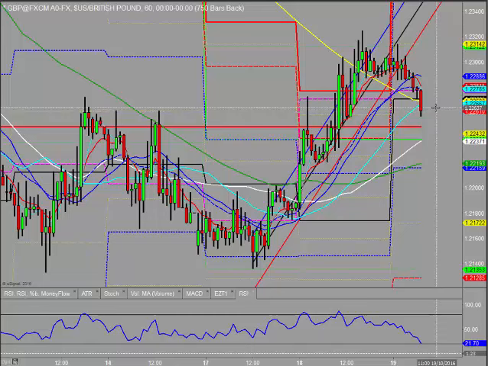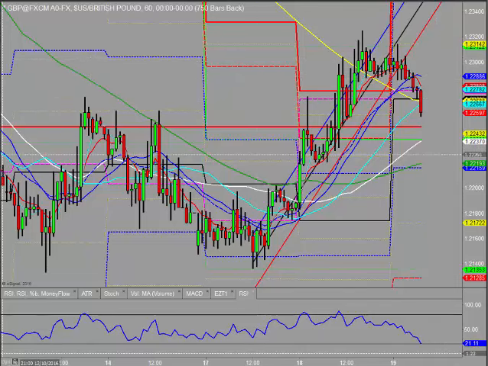Now, one thing with the pound, of course, it's been sold off quite harshly over the last days, weeks. We could see some more profit taking off from those short positions. And if we do, I'd expect the pound to start rallying a little bit.